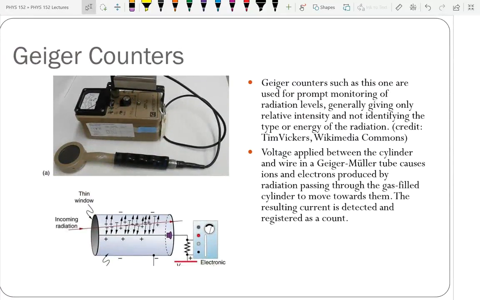Geiger counters. We're going to use actually scintillation detectors, I believe, not Geiger counters. But Geiger counters or Geiger-Müller counters are the most common thing we talk about for measuring radioactivity.